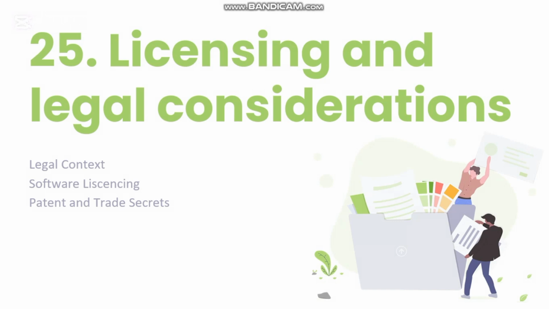Licensing and legal considerations. Here we have legal context, software licensing, patent, and trade secrets. Patent and trade secrets basically mean that the thing that is produced, or the style that is used, by one company cannot be used by another company, or you have to pay for it.